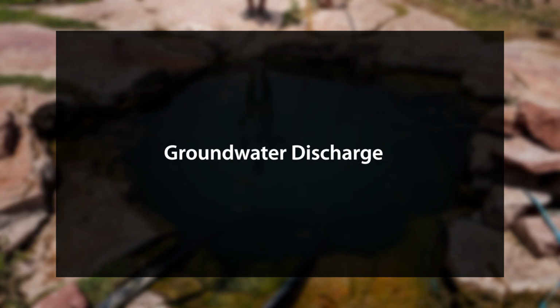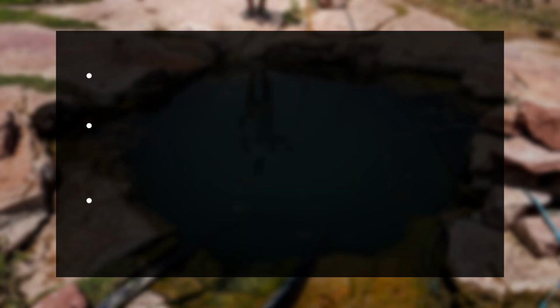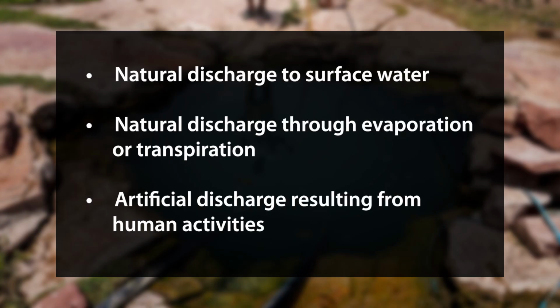Now let us discuss groundwater discharge. Discharge refers to the process by which water exits the saturated zone of an aquifer and returns to the surface, the atmosphere or the oceans. Groundwater discharge can be categorized into three primary types: natural discharge to surface water, natural discharge through evaporation or transpiration, and the artificial discharge resulting from human activities.